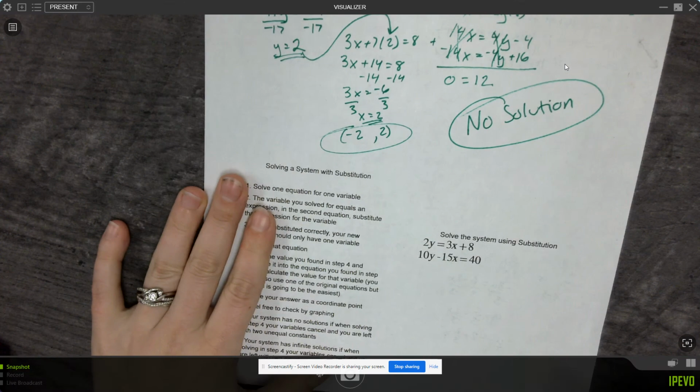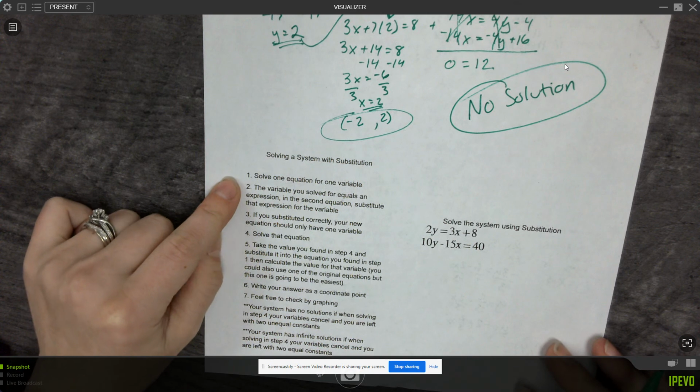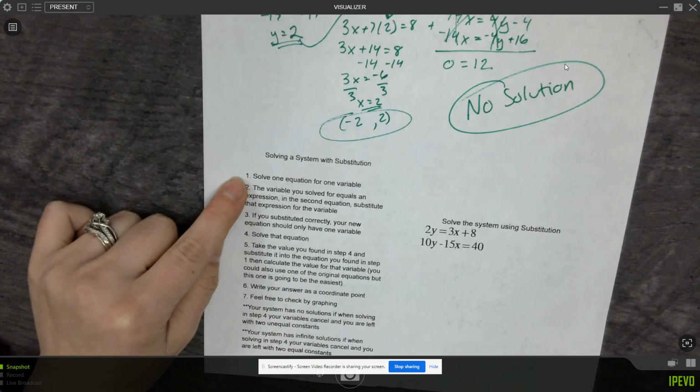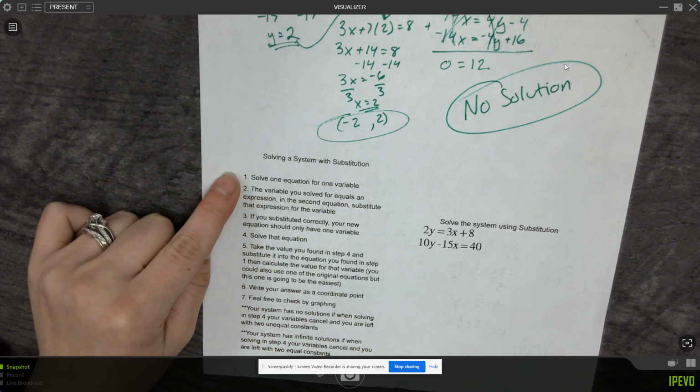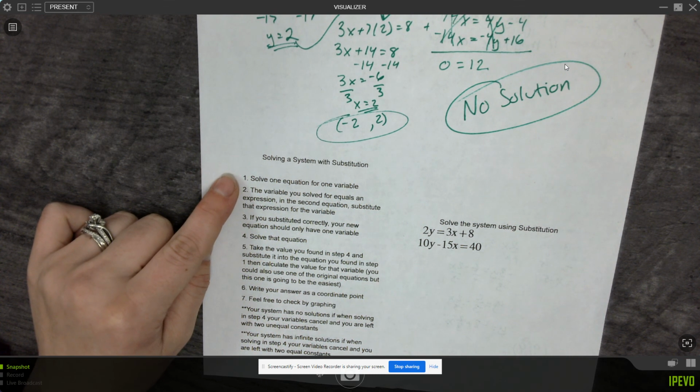Substitution, let's do it. In substitution, you need to solve one equation for one variable. So one of your equations needs to either be y equals 7x minus 8 or x equals 3y plus 8. Doesn't matter which equation, and it doesn't matter which variable. There will, though, sometimes be a specific equation and a specific variable that's easier to solve for. Not always, but sometimes. And we'll see some examples. I'll show you some of those.